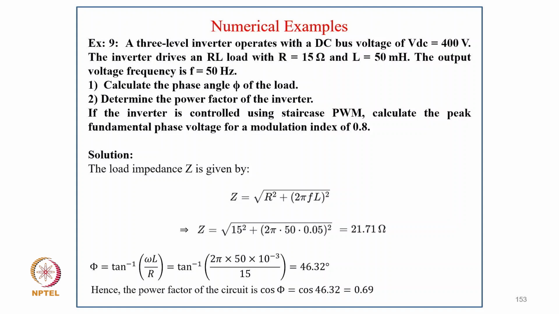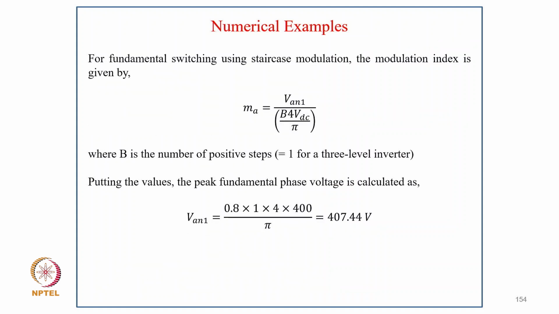So coming to the solution, the load impedance Z is given by Z equal to square root of R square plus (2 pi f L) square. Putting in the values, it comes to 21.71 ohm, and phi equal to tan inverse of omega L upon R, that comes to 46.32 degree, and the power factor of the circuit, cos phi, equal to 0.69.